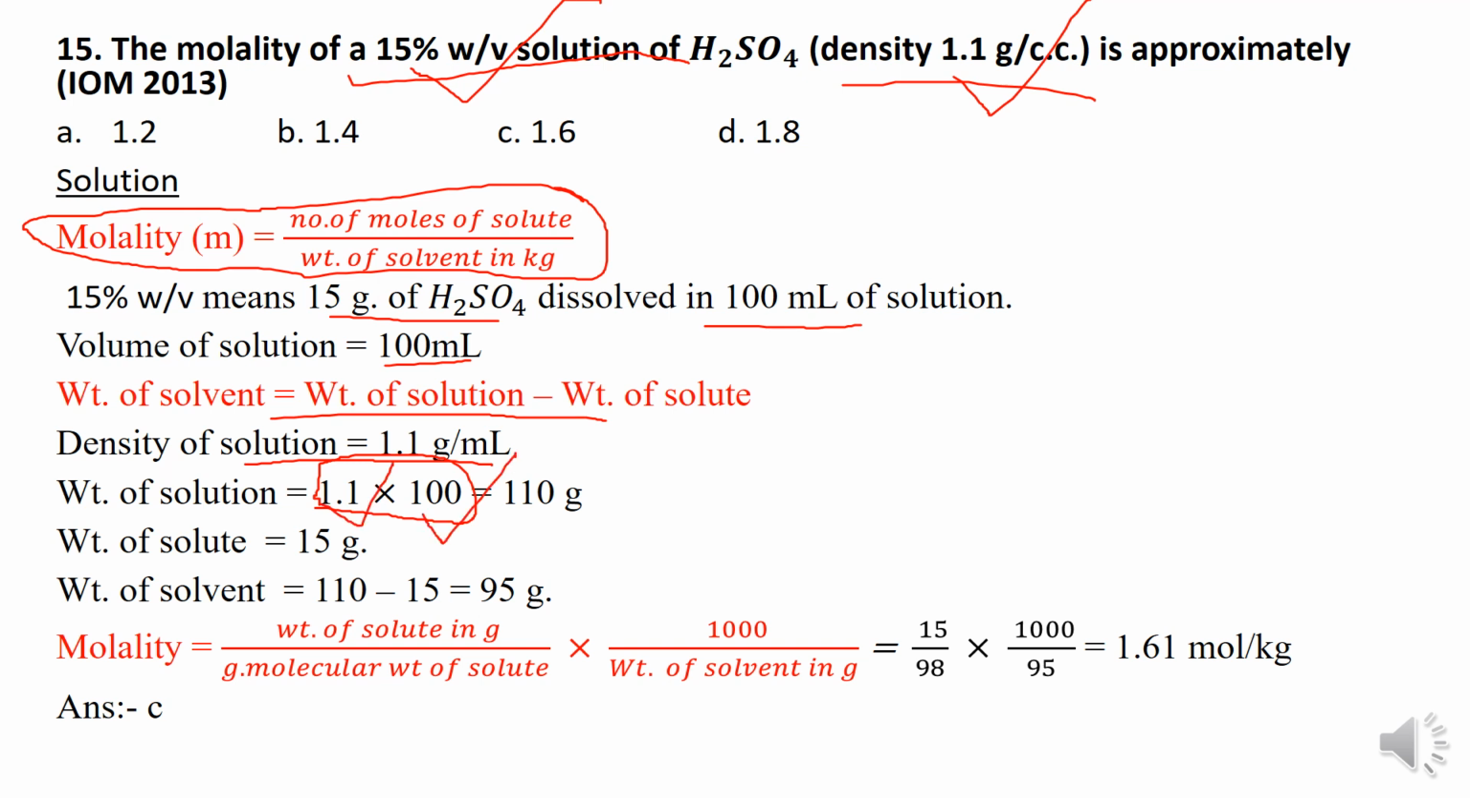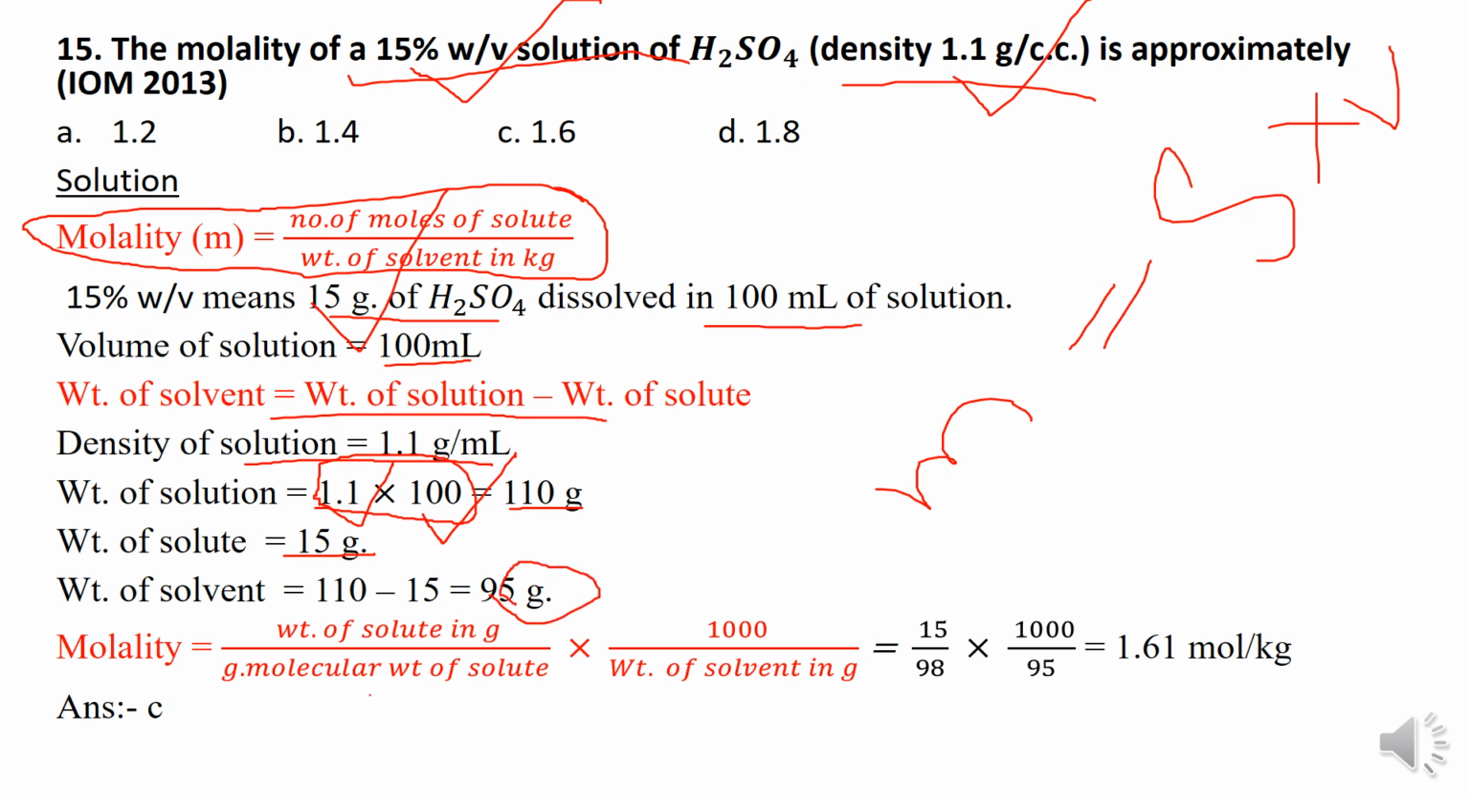So density times volume gives the weight, that is weight of solution will be 110 gram, because m is equal to density into volume, right? So we have to calculate the weight, and weight of solute is 15 gram, then weight of solvent will be 95 gram, right? By using this formula, answer will be 1.61 mole per kg. Very important question.